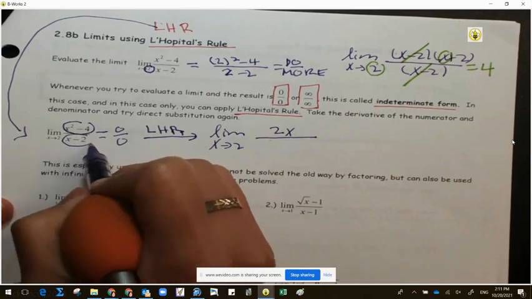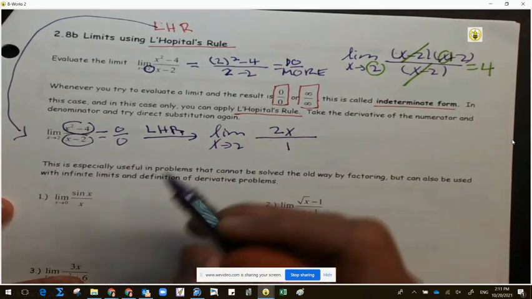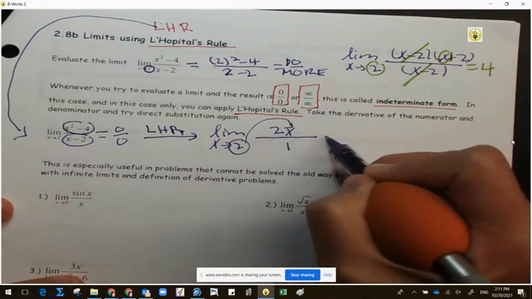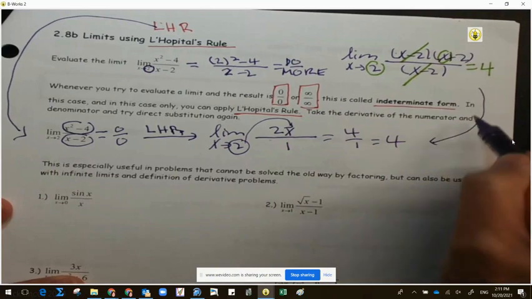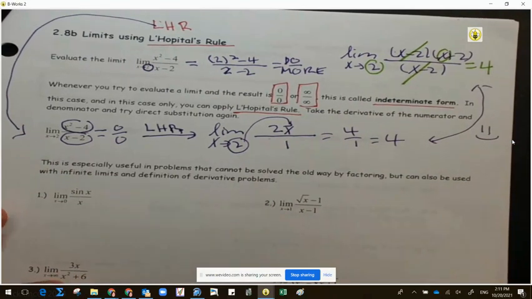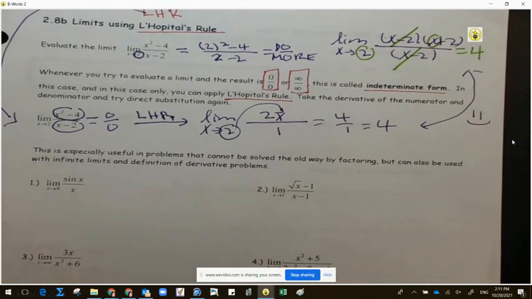2x. Derivative of the bottom, what is it? And guess what? When I plug in the 2, isn't that 4 over 1, which is 4? Is that the same answer that we got without the L'Hopital's rule? Yes. So that's your shortcut.